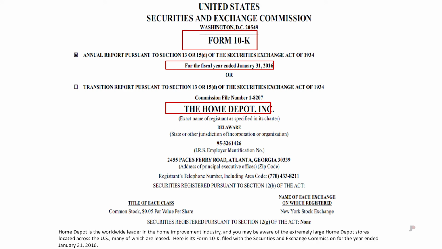Let's now take a look at how Home Depot accounts for its leases. Home Depot is the worldwide leader in the home improvement industry, and you may be aware of the extremely large Home Depot stores located across the United States, many of which are leased. Here is Form 10-K, filed with the Securities and Exchange Commission for the year ended January 31, 2016.